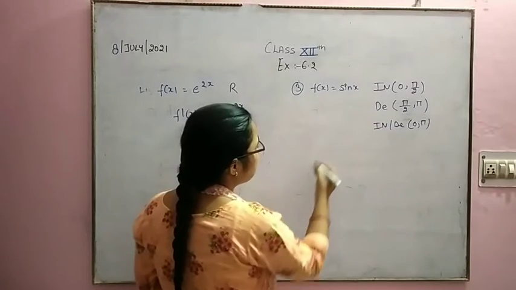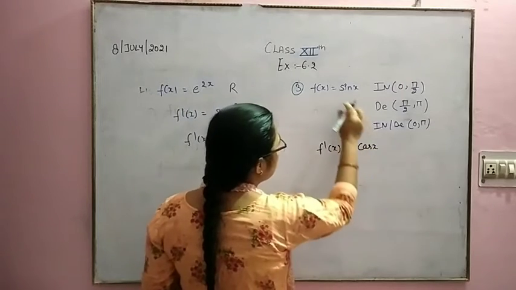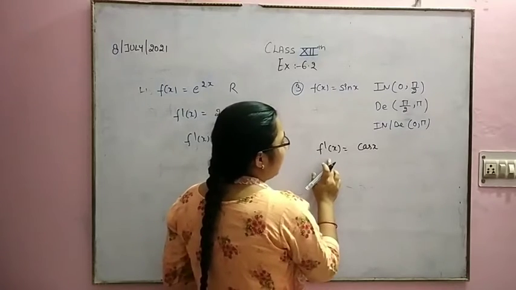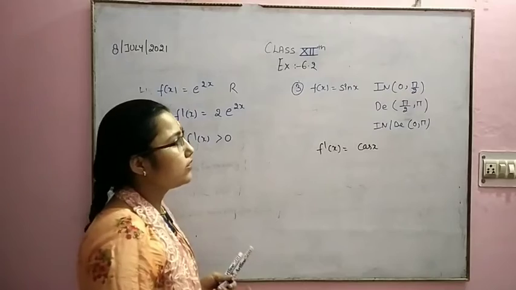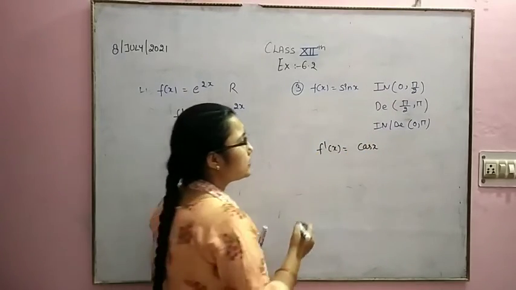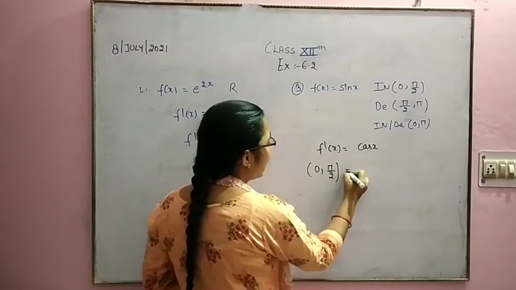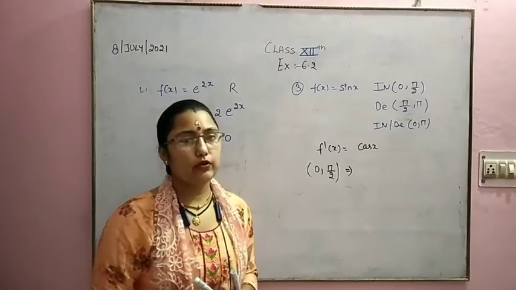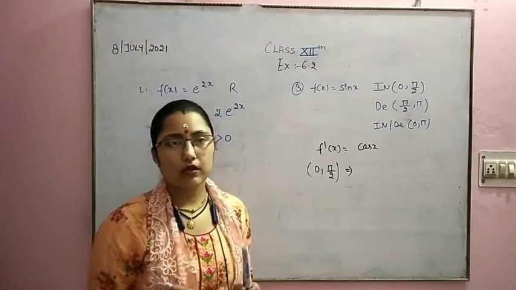firstly find f dash x. We get cos x, the derivative of sine is cos x. Now just check whether the value of f dash x is positive or negative in the given interval. Firstly, we have to talk about 0 to pi by 2. As we know, for cos x from 0 to pi by 2, that means 0 to 90 degrees, the minimum value is 0 and the maximum value is 1.